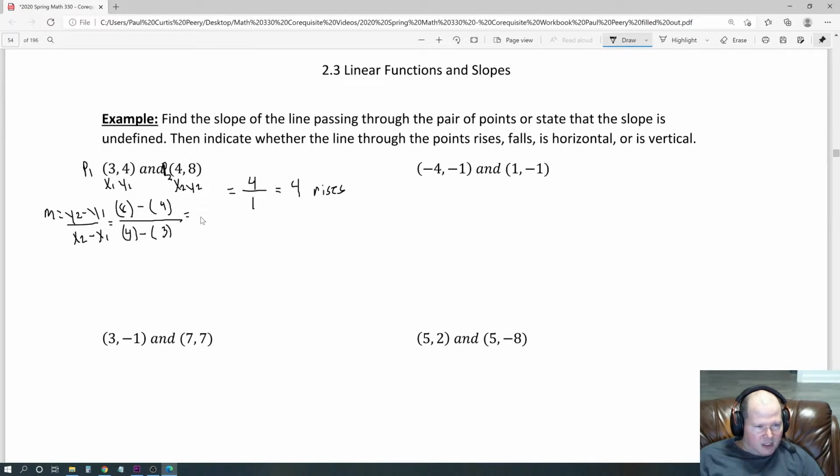At this point, we say 8 minus 4 is 4. 4 minus 3 is 1. We end up with 4 over 1. 4 divided by 1 is 4. And we got it. And it does rise.